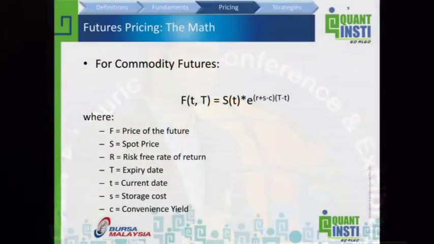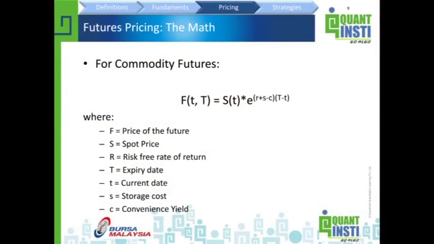In case of commodity, it's slightly more complicated. Here we can see that we don't just have R to play the role, that is the risk-free rate of return, but also the storage cost and the convenience yield. So all these numbers are in terms of percentages.